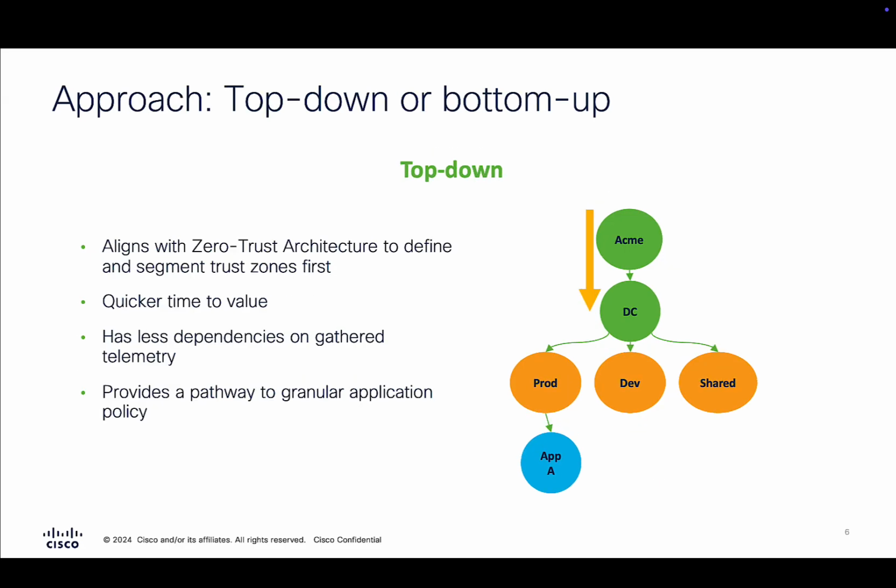So what's the alternative? The other approach is top-down, wherein you start from top-down. So let's assume you are an Acme enterprise organization, a fictitious organization which has a data center, which has a production, development, and shared services zone, and you have a bunch of applications running in each of these zones. So what you do is you start top-down. What do I mean by that?